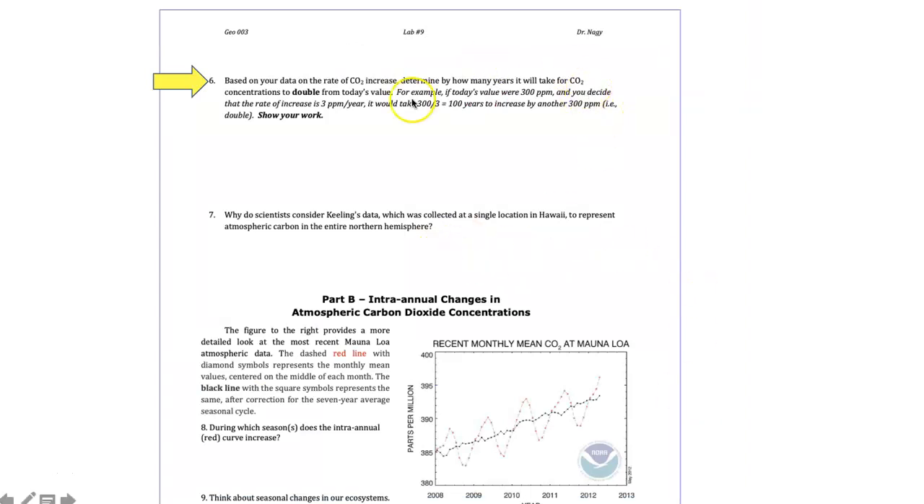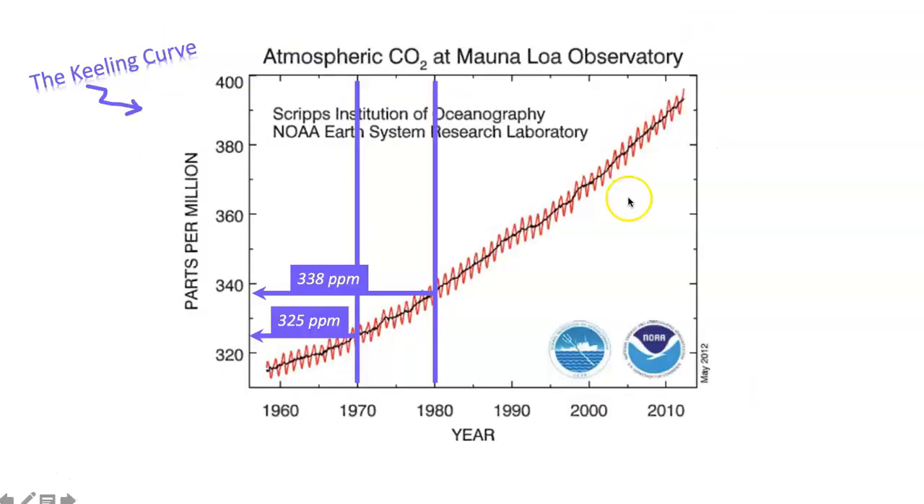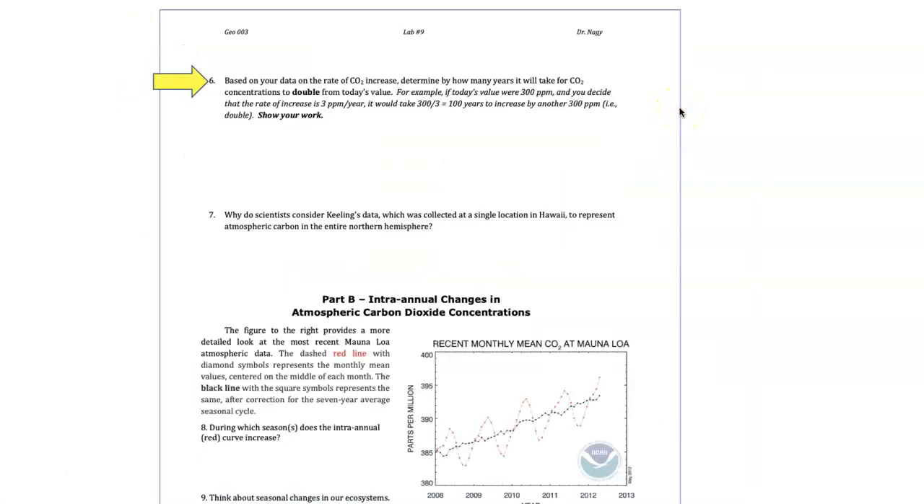And the first question here, number 6, always seems to confuse students, and I apologize, it's probably the way I wrote it. Based on your data that you've collected so far, how many years will it take for carbon dioxide concentrations to double from today's value? So my example here is probably the problem. If today's value were 300 ppm, that's a bit silly because we just saw that today's value is not going to be anywhere near 300 ppm, right? It's probably going to be up here. So I don't know why I chose 300 ppm, except I didn't want to give you the answer.